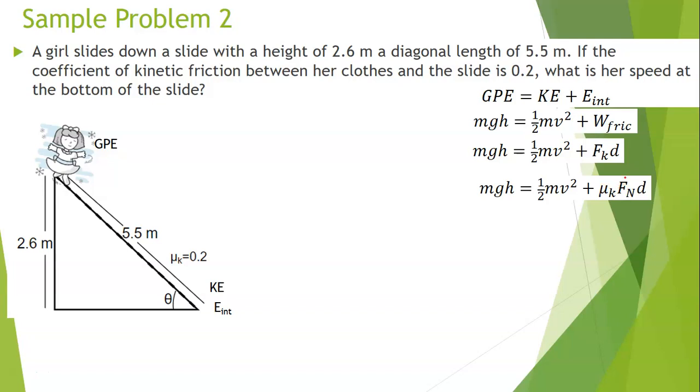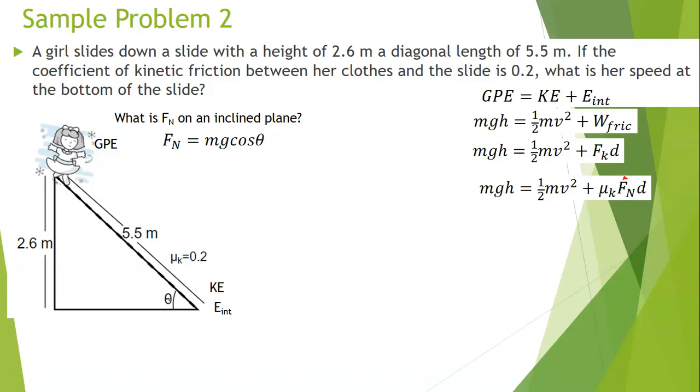Why can't we just go ahead and plug in mg right here? Well, we have to think about what is Fn, the normal force, on an inclined plane. So the normal force is equal to mg cosine theta. So that's why it would be wrong if I just plugged mg right here. But this is kind of a problem.